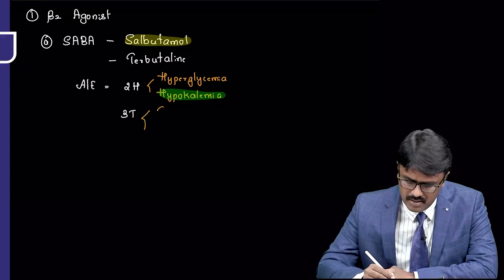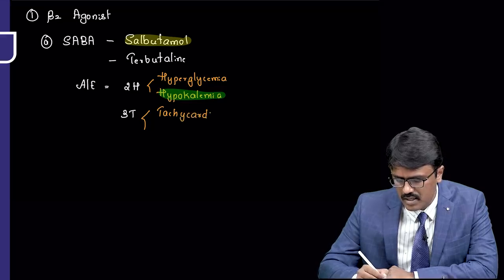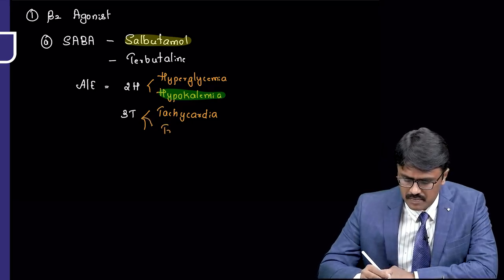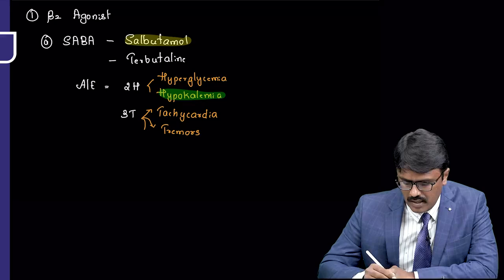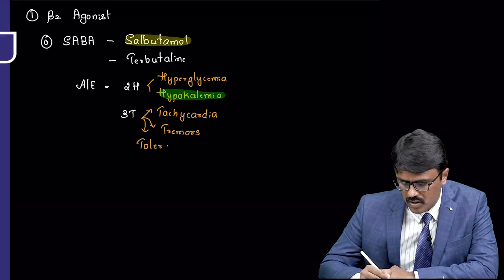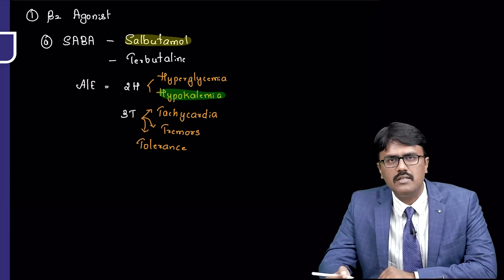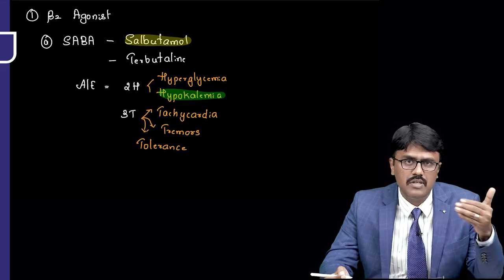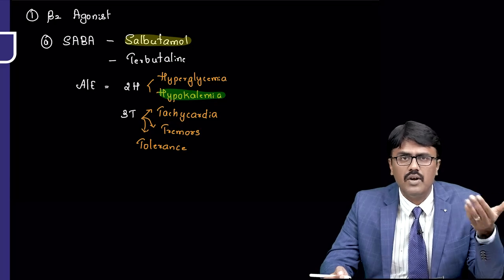The 3T is patient will develop tachycardia when he is taking salbutamol or terbutaline. Second, patient may develop tremors. And number 3, if you give the drug repeatedly, patient will develop tolerance. What do you mean by tolerance? Tolerance means if I am using 1 milligram, there is bronchodilation. If I use it continuously, after some days, with 1 milligram, the bronchodilation will not occur.